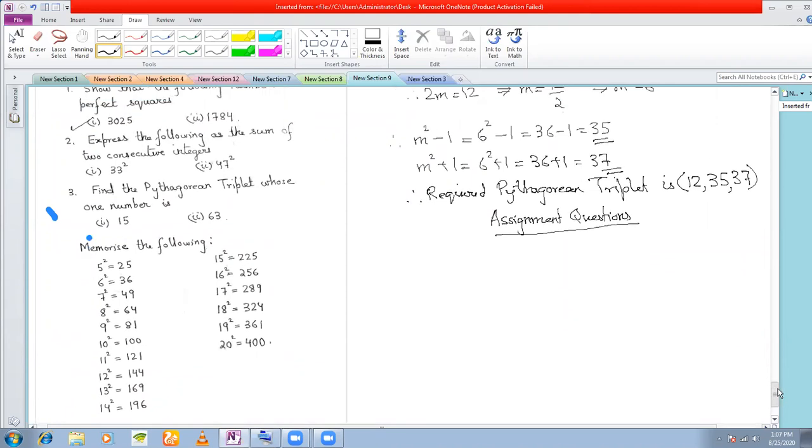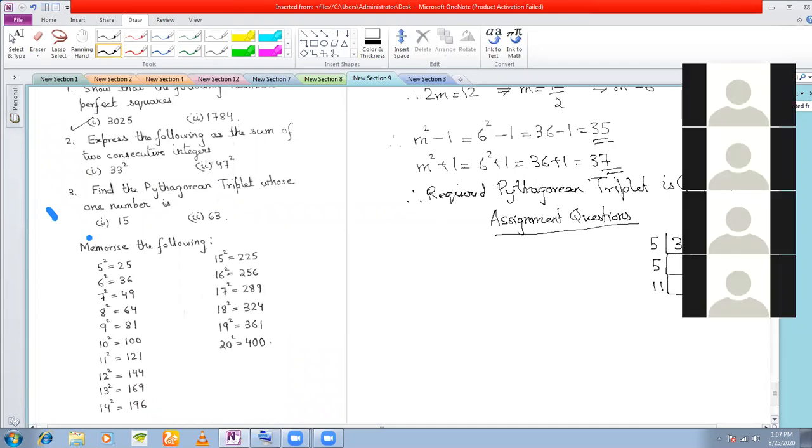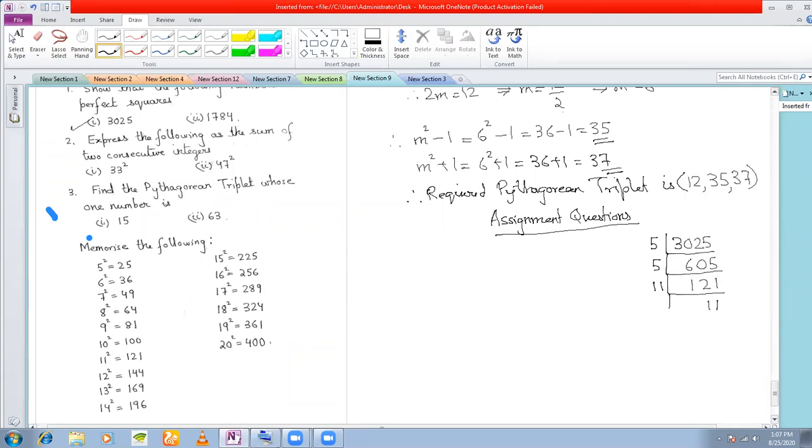You use the property that any square number can be expressed as a product of pairs of equal primes. So what you do is you prime factorize 3025. Is it divisible by 3? No, it is not. Is it divisible by 5? Yes. So 605. Next again 5, 121. And 121 is divisible by 11, which will give you again an 11 here. And again an 11 will give you a 1 here.